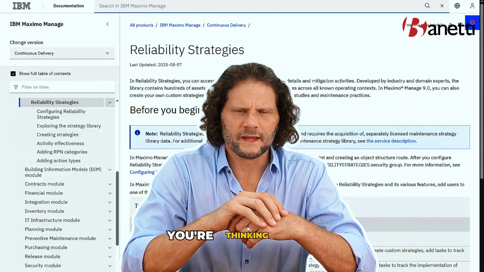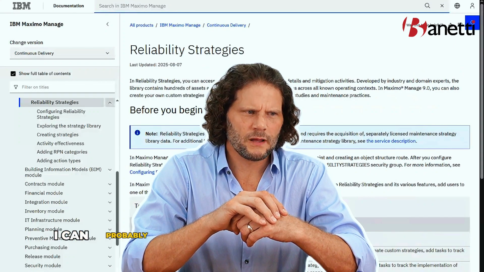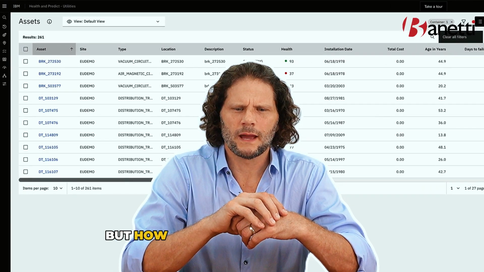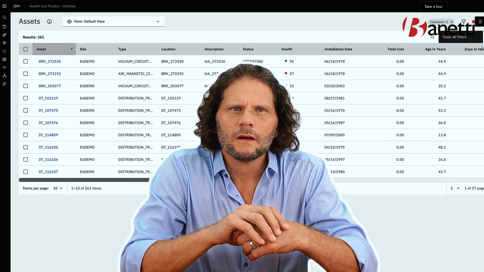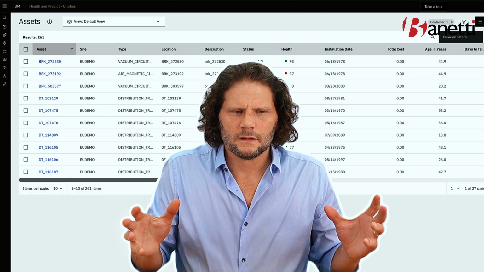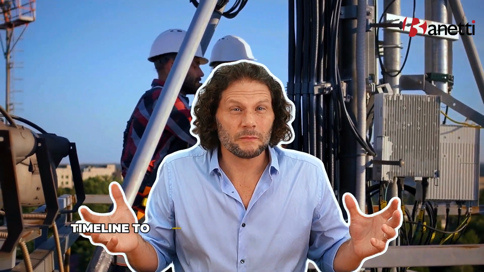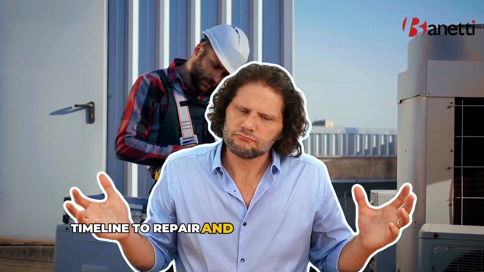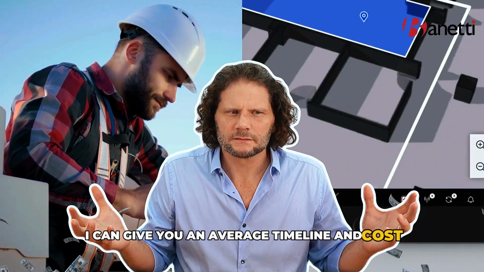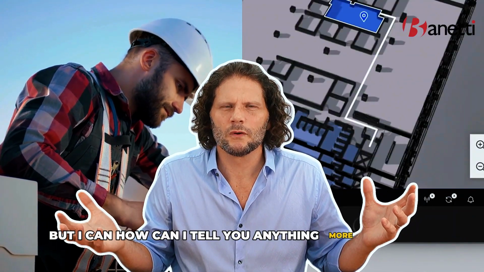you're thinking, well, I can probably tell you what the failure modes are. I know what the asset is, but how do I know what the effect is? Or how do I know what the effect is beyond timeline to repair and maybe cost to repair on average? I can give you an average timeline and cost. But how can I tell you anything more than that?